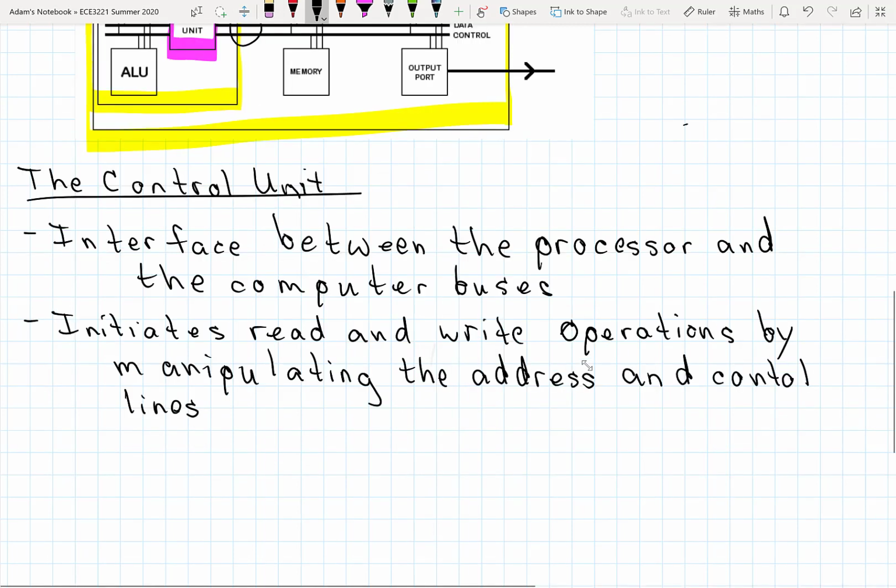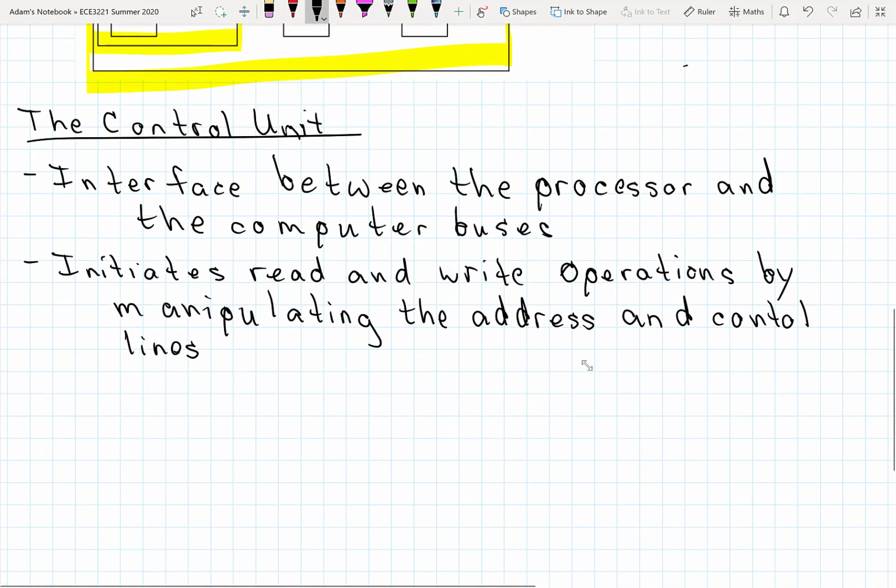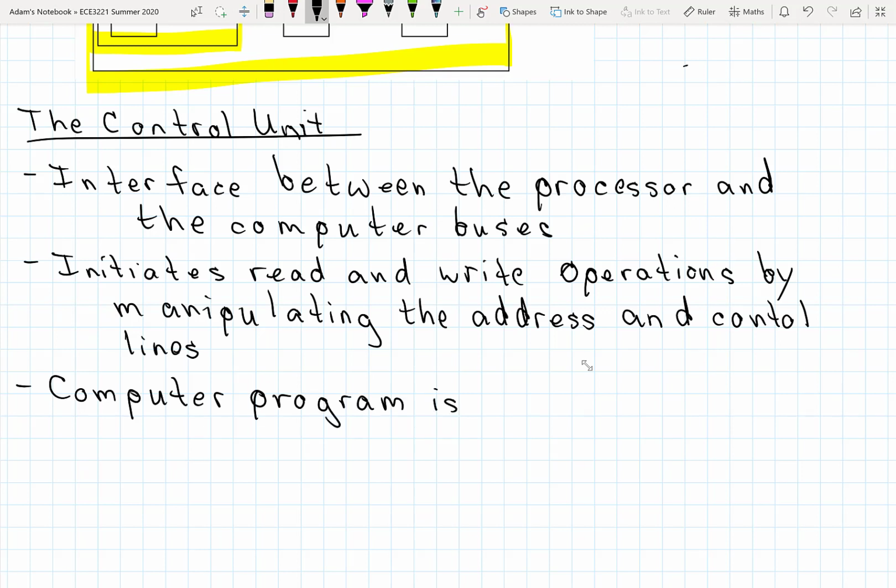Okay. As we've investigated in the lab and in looking at our binary machine instructions, we've noted that our computer program is stored in consecutive addresses in memory.